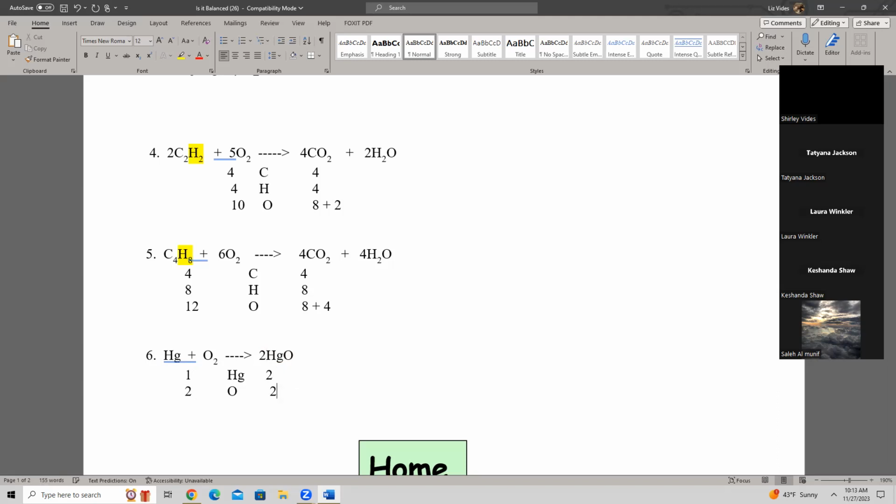Which means, what do we need to do to the other side? Put a 2 in front of the mercury oxide, right? And that becomes 2. And look, it's all balanced. Nice. That one was easy.